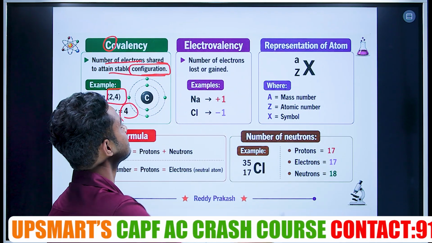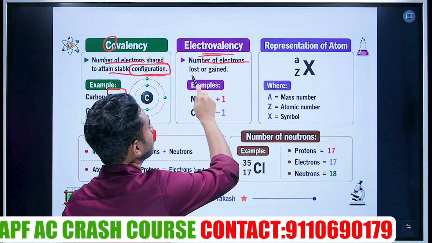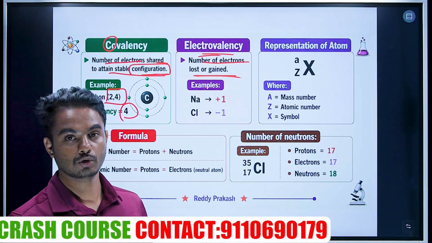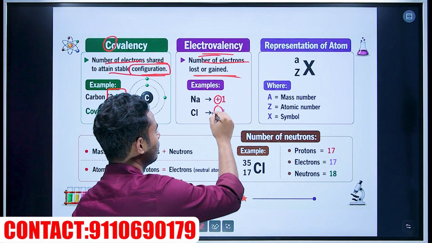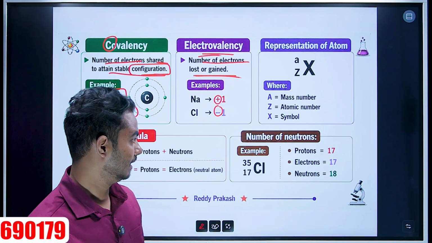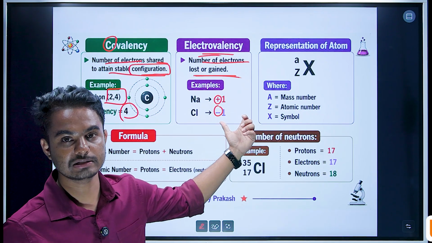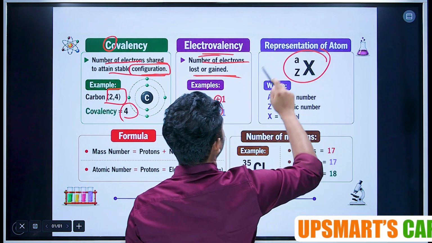Fine with that. Next is electrovalency. The number of electrons lost or gained is called electrovalency. It is represented as positive or negative. It is more or less the same as valency, but a positive or negative charge is attached to it. Fine with that.